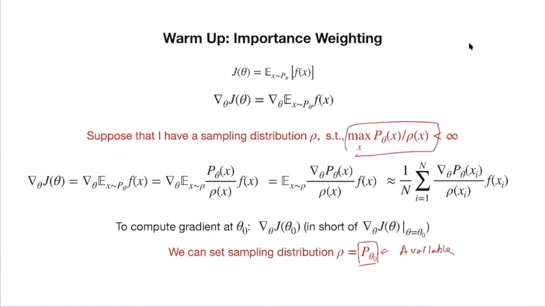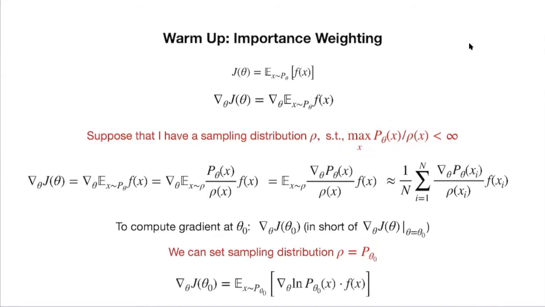Imagine you start gradient descent by initially guessing theta 0, and now you want to compute the gradient at theta 0. So p theta 0 is given, because this is the parameter that we have in our hand at this moment. So I can just set rho equal to p theta 0. And if I plug this into the above expression, I get this very nice log likelihood expression.